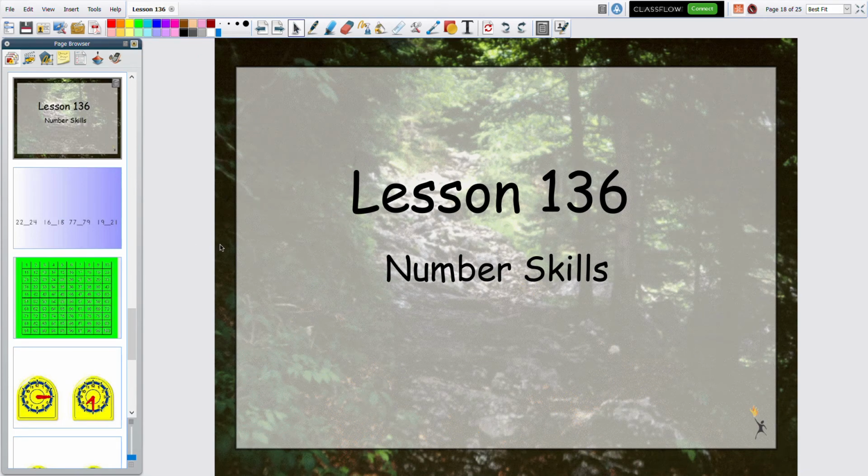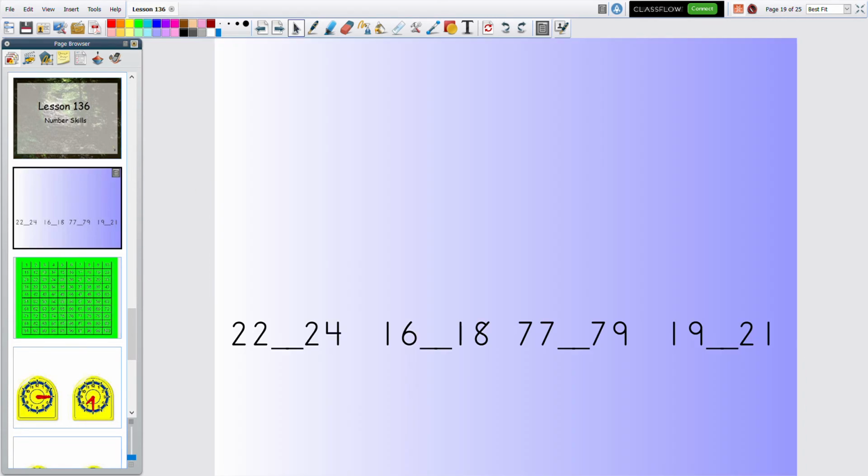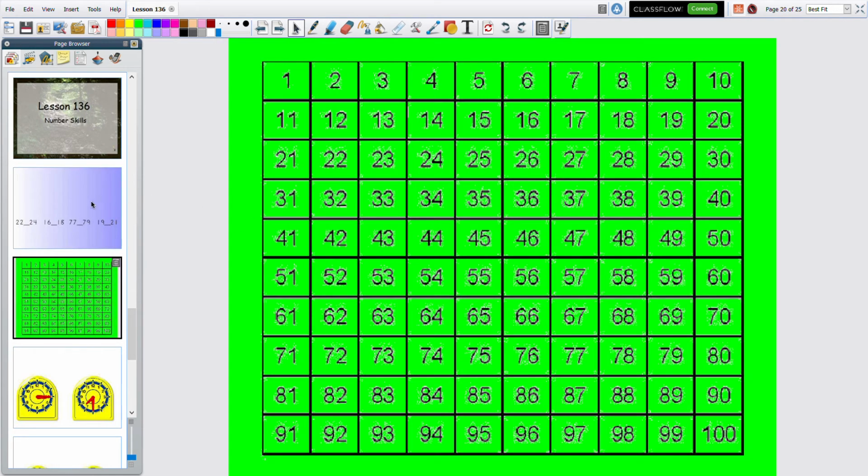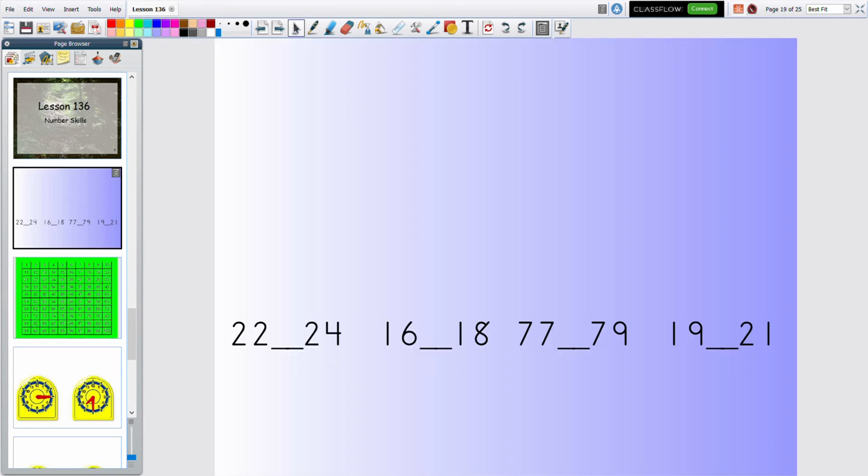This is lesson 136, number skills. We're working on the between numbers. We have 4 sets of numbers here. Now, I put the chart in here. You have this in your packet. I think you've used it a few days ago. You can use that chart if you need to.